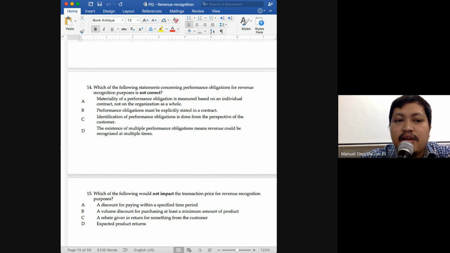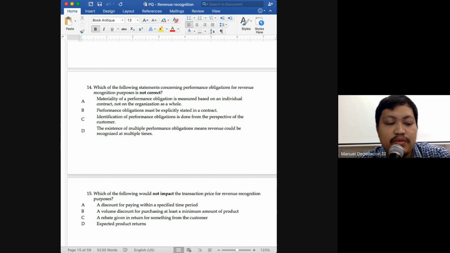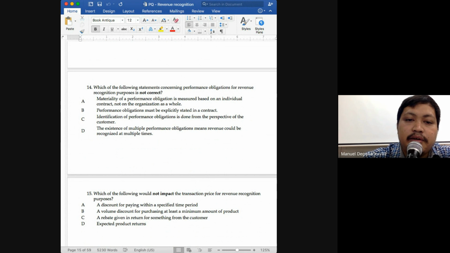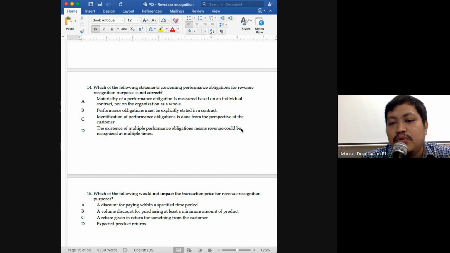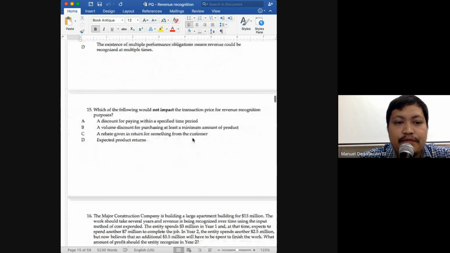Letter A, materiality of a performance obligation is measured based on an individual contract, not on the organization as a whole. That's correct. Performance obligation must be explicitly stated in a contract. That's not correct because, as what we've mentioned, it can even be implied from the practices of the company. So the answer here is letter B. Letter C is important to take note also, class. Identification of performance obligation is done from the perspective of the customer and not of the seller. 15.